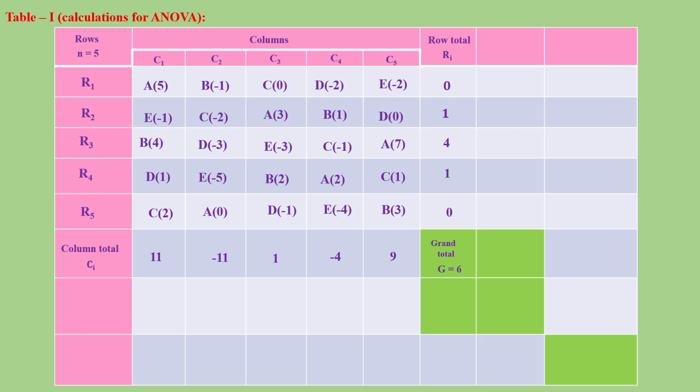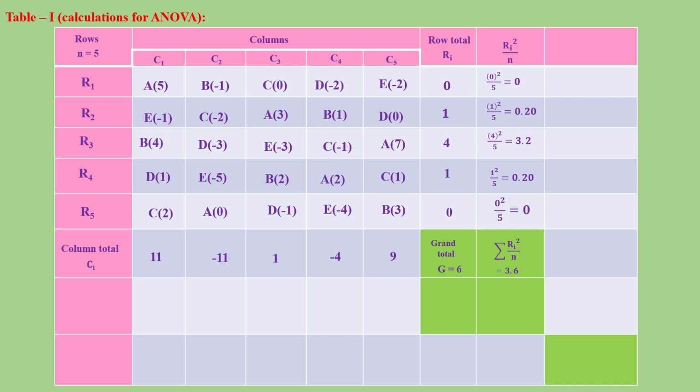Next, to find Ri square by n. So first one: 0 square by 5 is 0. Second row: 1 square by 5 is 0.20. Third one: 3.2, 0.24, 20. Fourth one, and last row 0. So just add the totals, summation Ri square by n. So take the total of that, you will get 3.6.